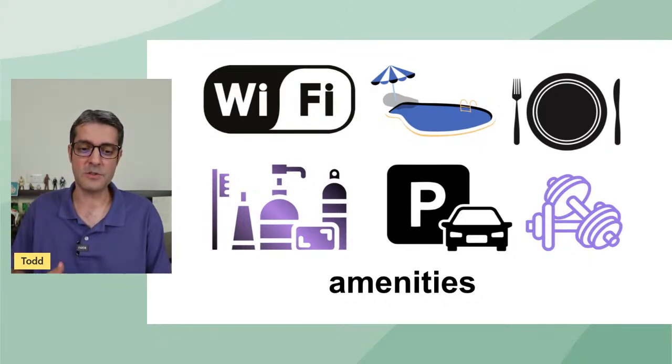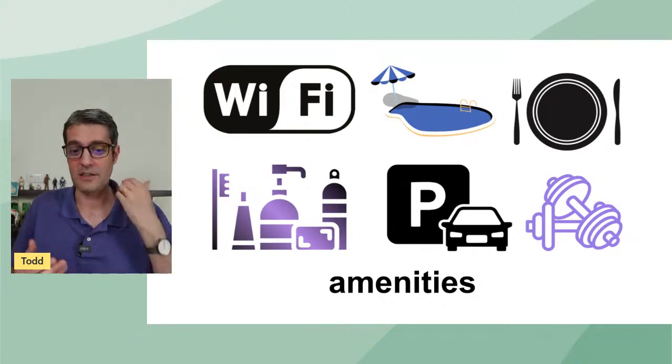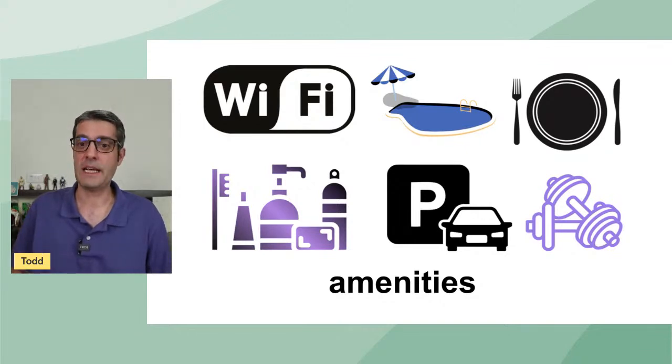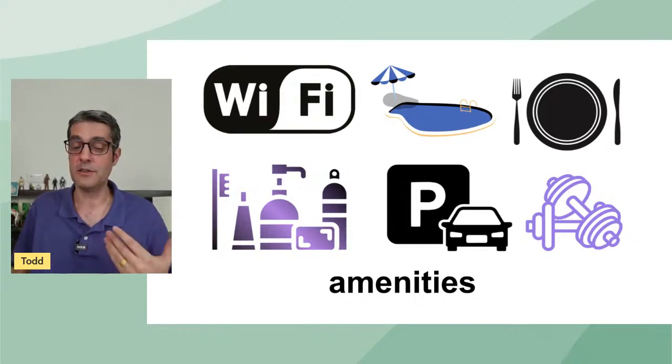So when you walk into the bathroom of your hotel room, is there a toothbrush available? Is there soap? Is there shampoo? If it is a budget hotel, some of those items will be there, and some of them you may need to go to the front desk and request, or you may have to go to a vending machine and buy those items. Other amenities include parking.